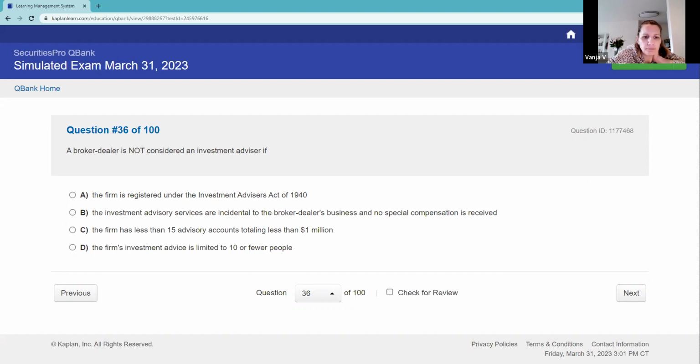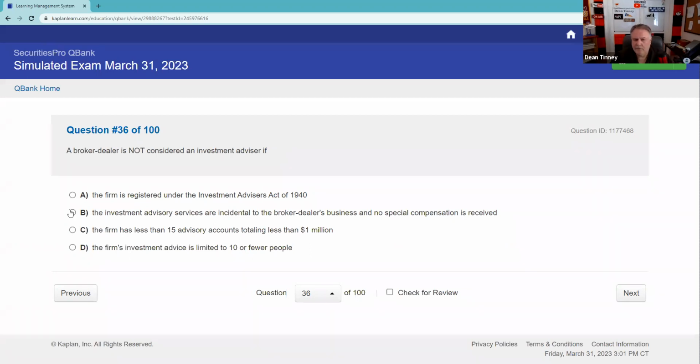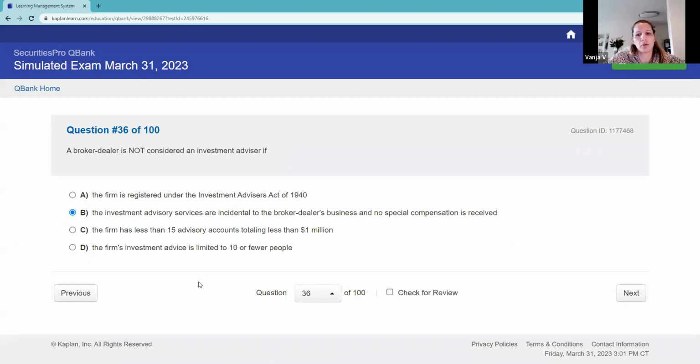The investment advisor services are incidental to broker dealer business and no special compensation. Let's do B. I like that. That's correct, right? The key word you're looking for is incidental, and there's no special compensation. That's just a traditional broker.